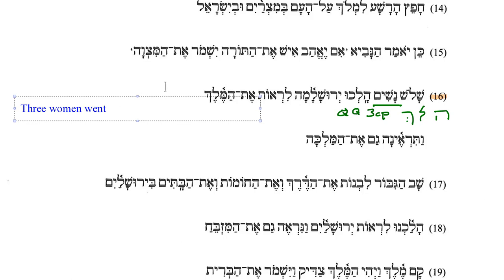And then we have Yerushalama. Yerushalayim, this would be Jerusalem. We have a hey at the end, which is a directive hey. So the 3 women went to Jerusalem, and now we have an infinitive construct.